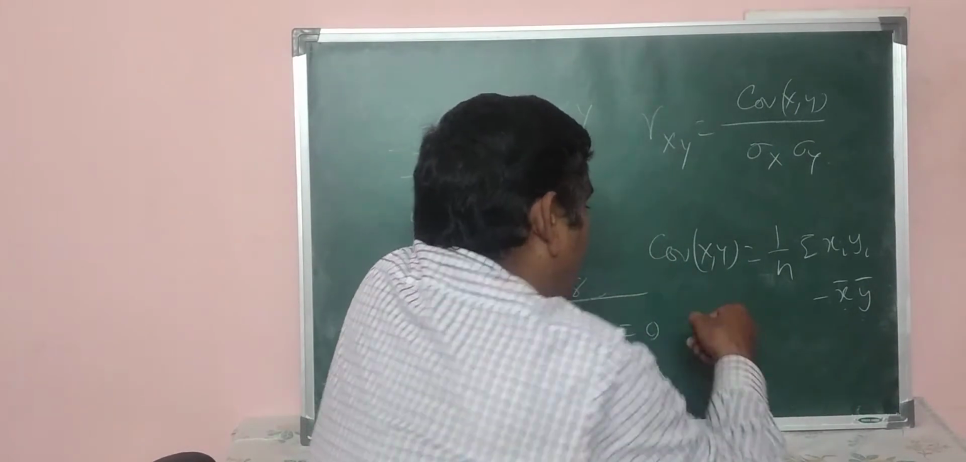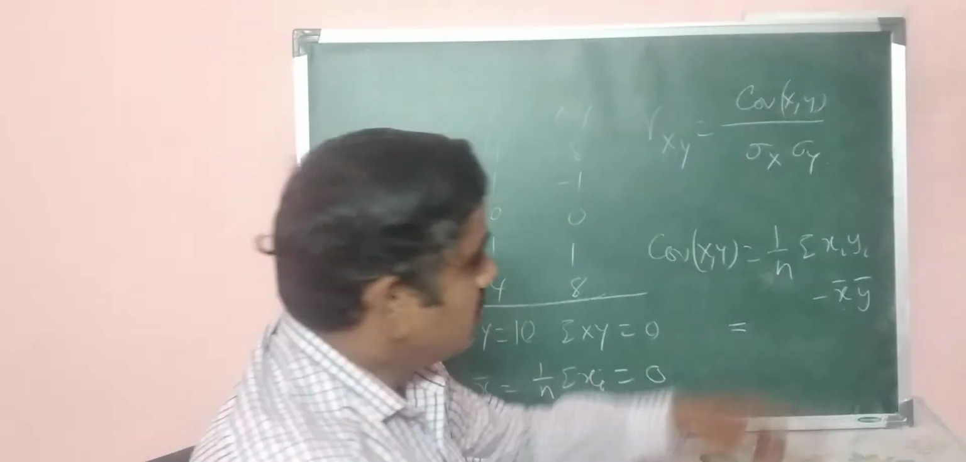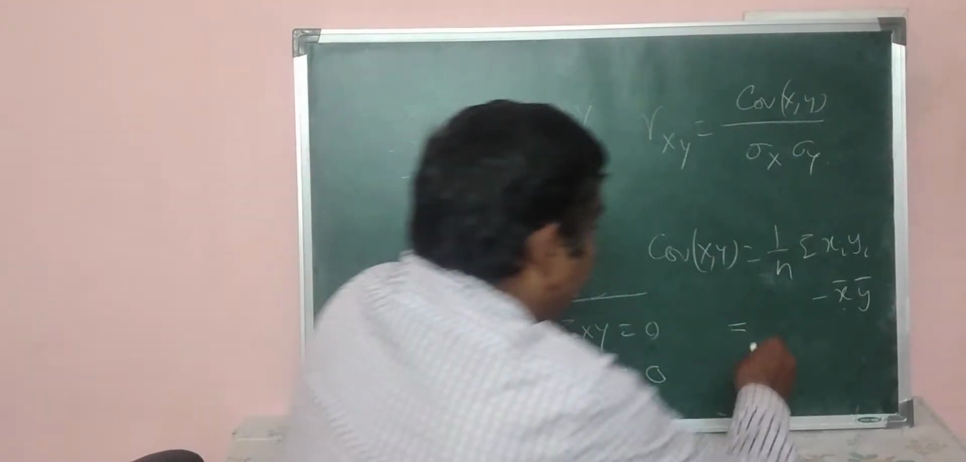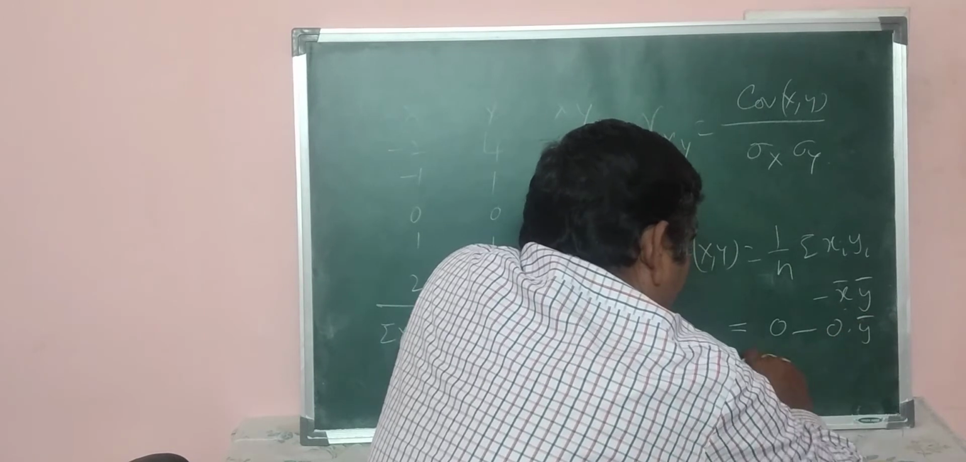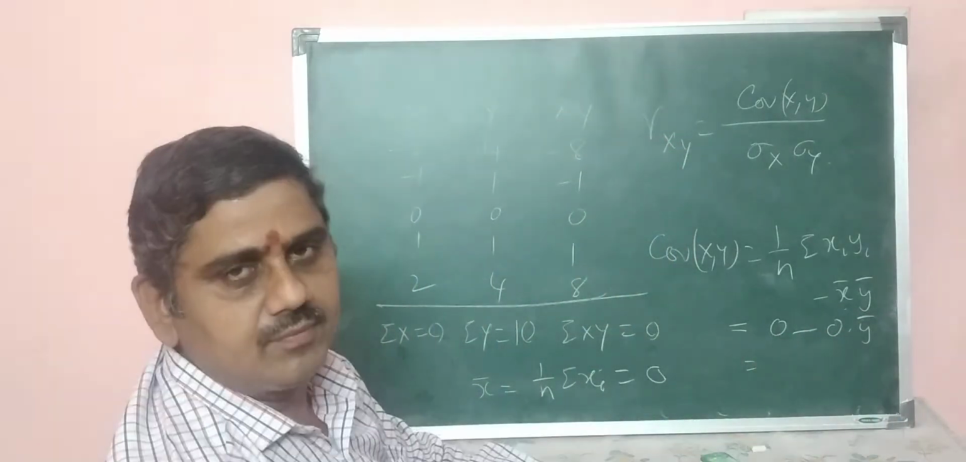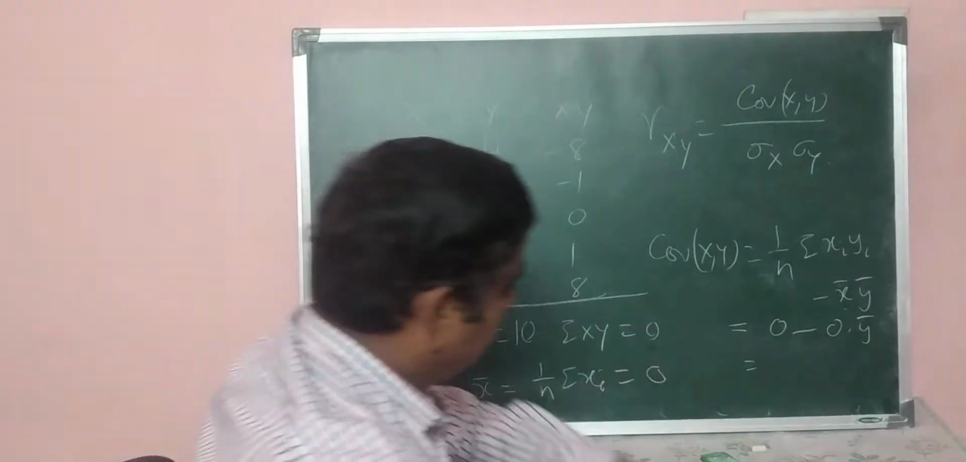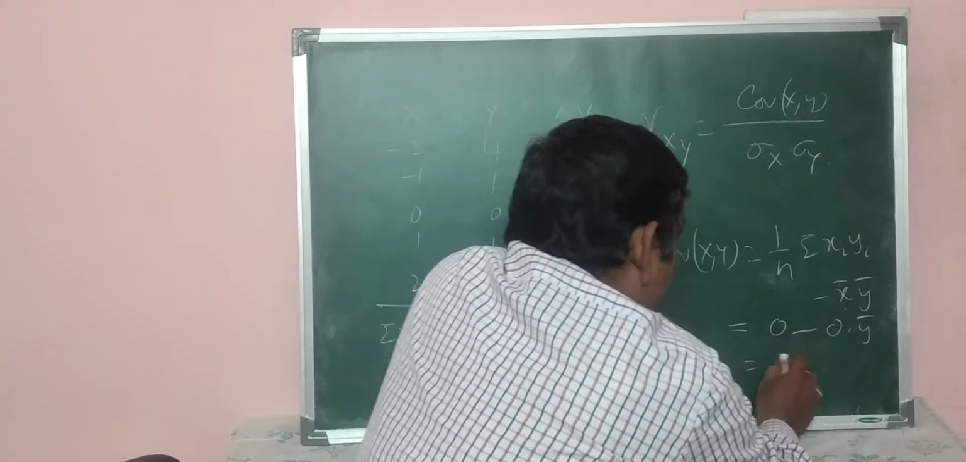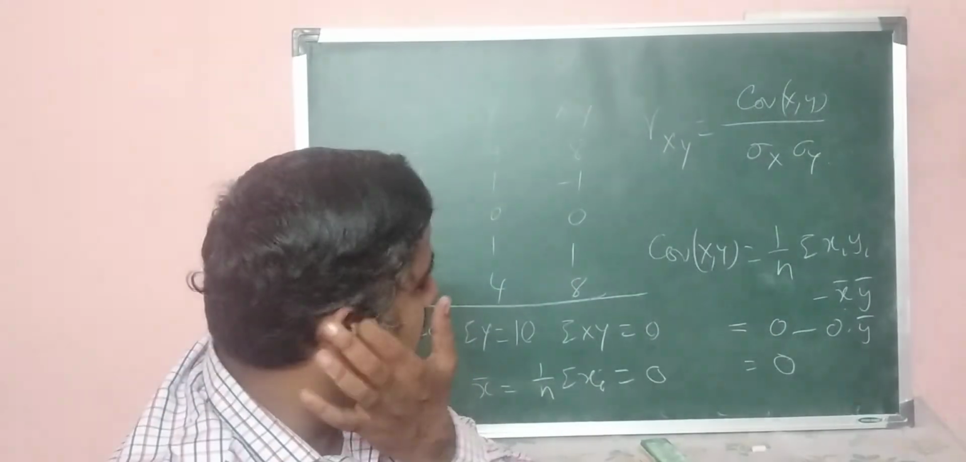Now you see here, I substitute the value here. Covariance of xy is 1 by n summation xi yi. Summation xi yi is 0. So therefore, this is 0. Minus this, x bar is 0, 0 into y bar. I did not calculate it; you can calculate all the values. No need to leave the values. So it is 0 minus 0. It is 0. Hope you understand.